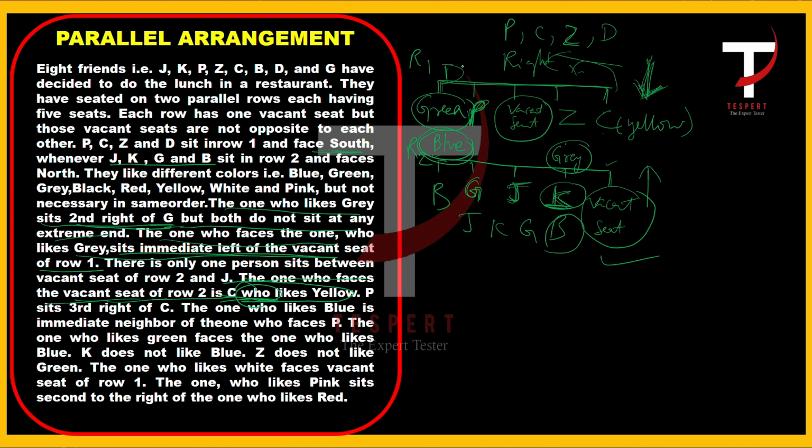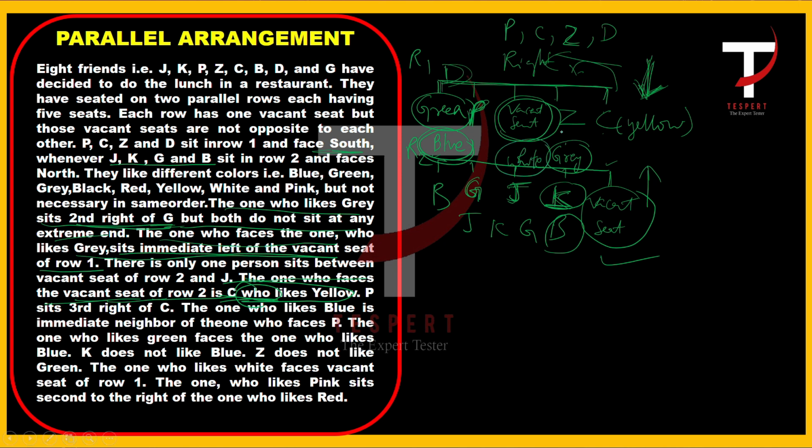And the one who likes white faces the vacant seat of row 1. So where is the vacant seat of row 1? This is the vacant seat. So J must like white color.